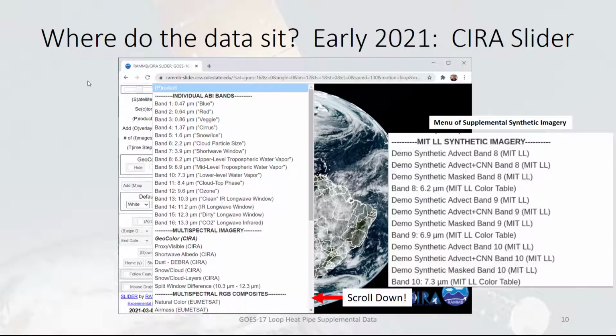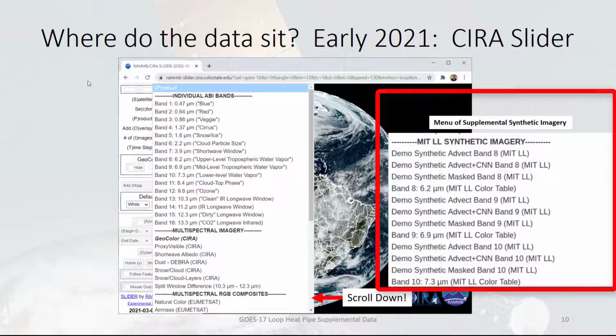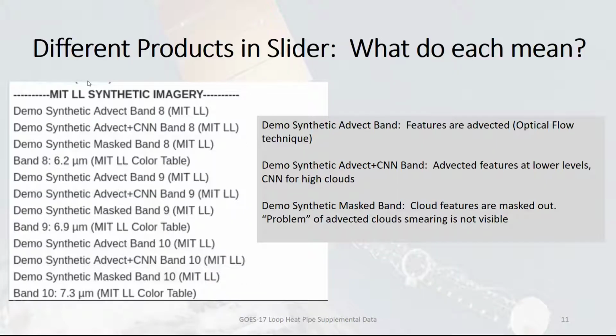The machine learning tool output sits on the CIRA sliders, with values near the bottom. You have to scroll down. Here's what the menu looked like in early March. I'll explain more on the next slide. Here's the menu alone that shows up near the bottom of the CIRA Slider menu system.